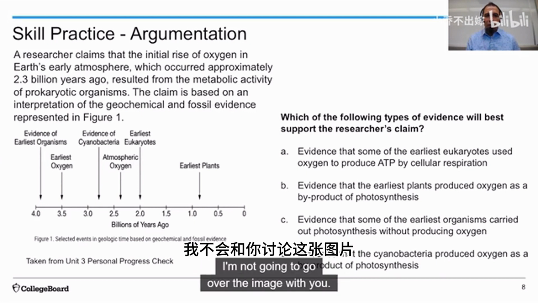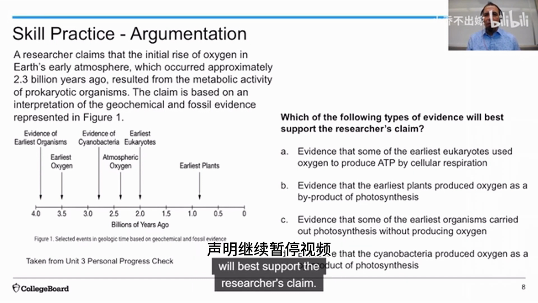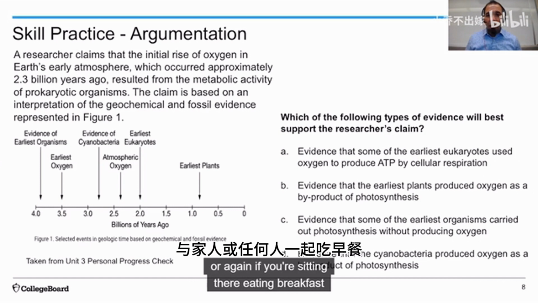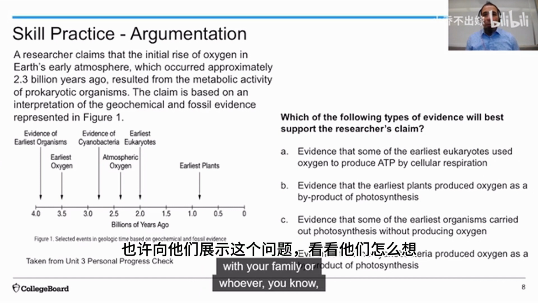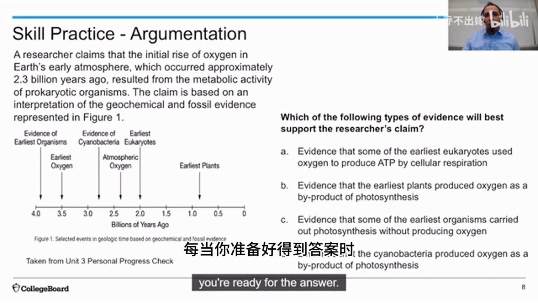I'm not going to go over the image with you, but again, which of the following types of evidence will best support the researcher's claim? Go ahead, pause the video, talk to your friends if you're in a Zoom chat, or if you're in a classroom, or if you're sitting there eating breakfast with your family, maybe show them this question and see what they think. So go ahead, pause the video, and I'll be back whenever you're ready for the answer.